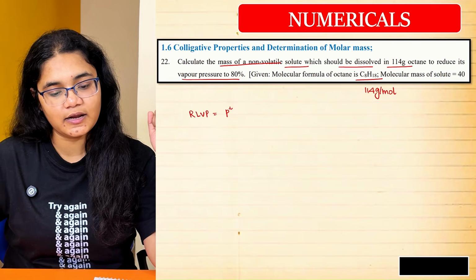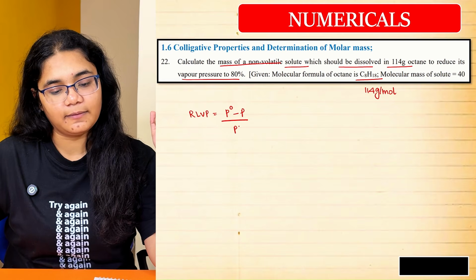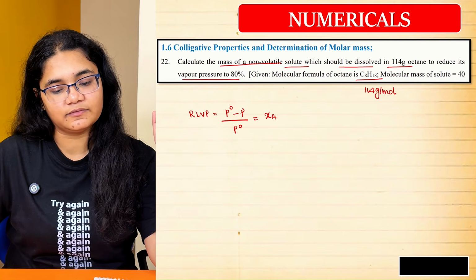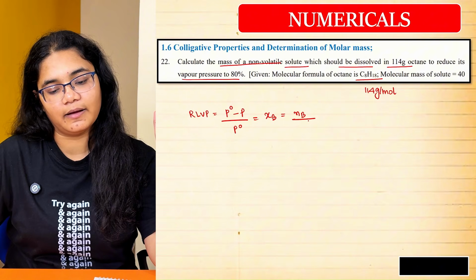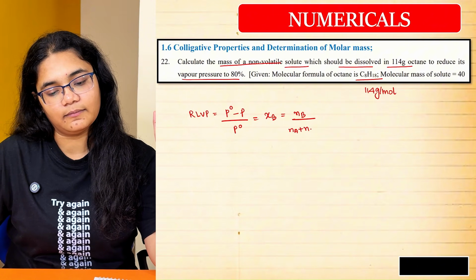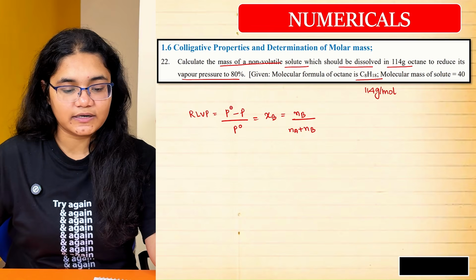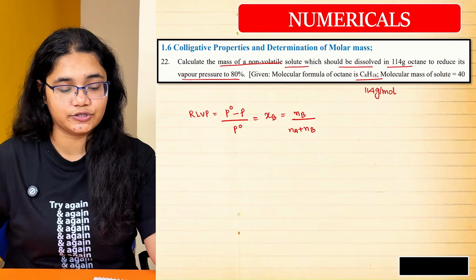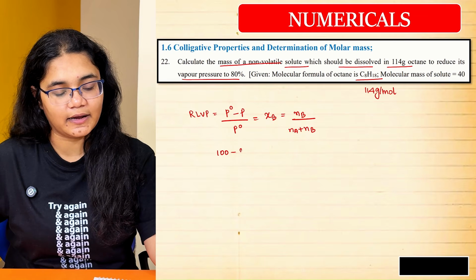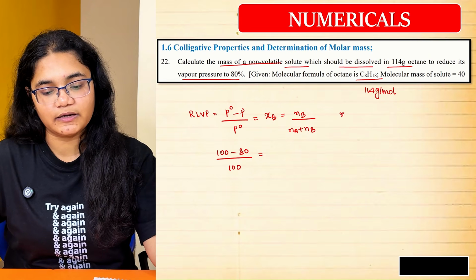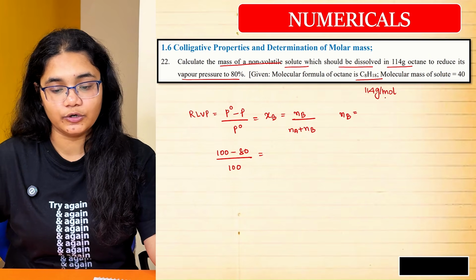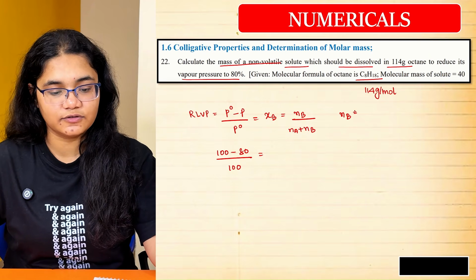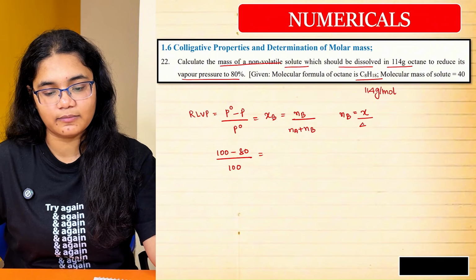So what's the formula here? (P0 - P)/P0 = XB, and XB can be written as NB/(NA + NB), right? So what is the initial vapor pressure? It has been reduced to 80%, so you can assume that the initial pressure was 100. So (100 - 80)/100. Now what is the number of moles of B? That is the solute. We have to find the mass of the solute, right? So that is given mass by molar mass 40.